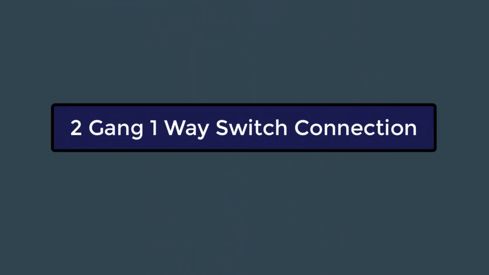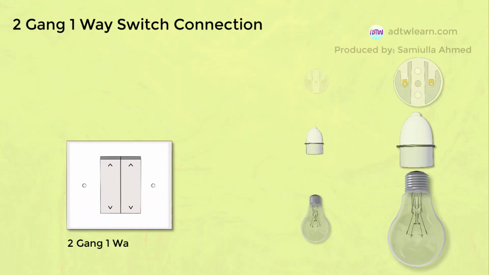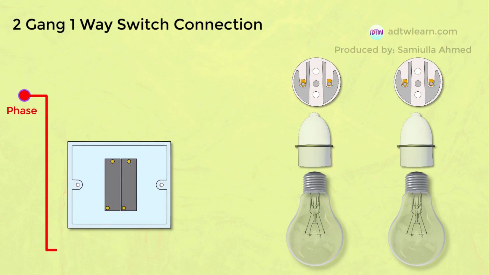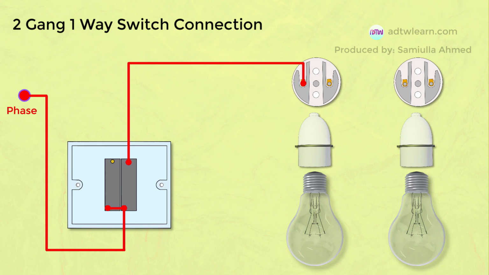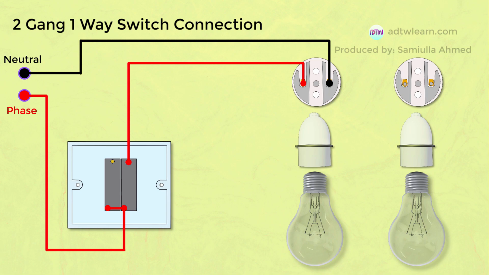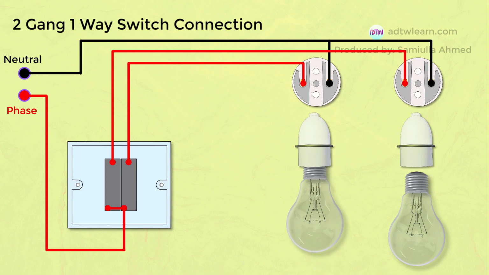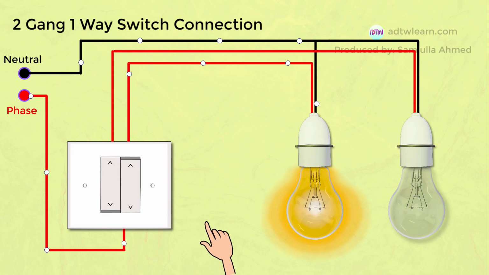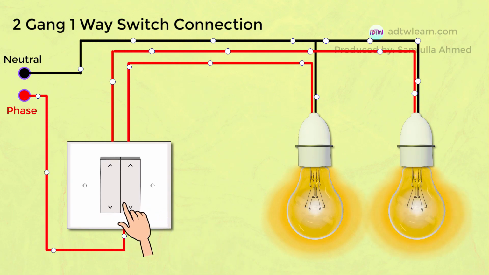Now let's see how to do the wiring for a two gang one-way switch connection. These are the required switch and bulbs with holders. Let's do the wiring. Let's turn on the switch. Similarly, we can turn on the other switch.